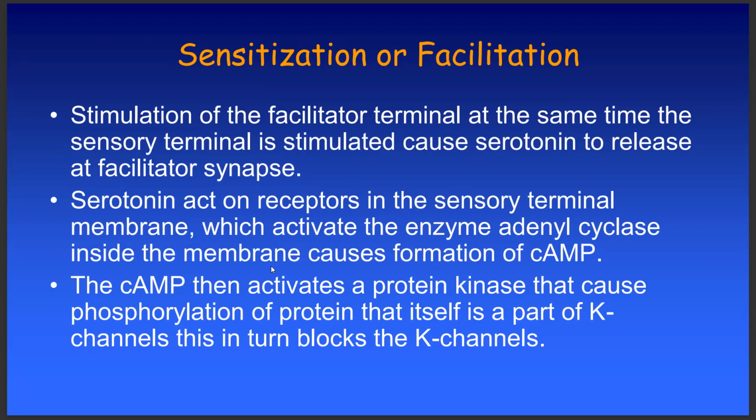When cyclic AMP is formed, it activates a protein known as kinase, and that kinase then causes the phosphorylation of a protein that is part of the K channel. This phosphorylation will block the K channel. K channels are those channels through which the potassium ion passes. So phosphorylation of the protein causes blocking of the potassium channel.